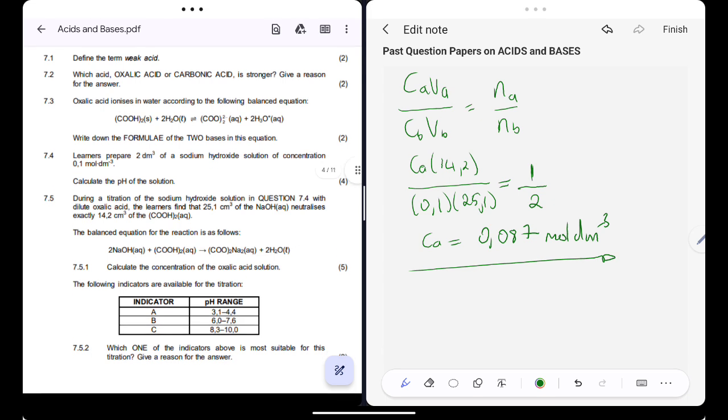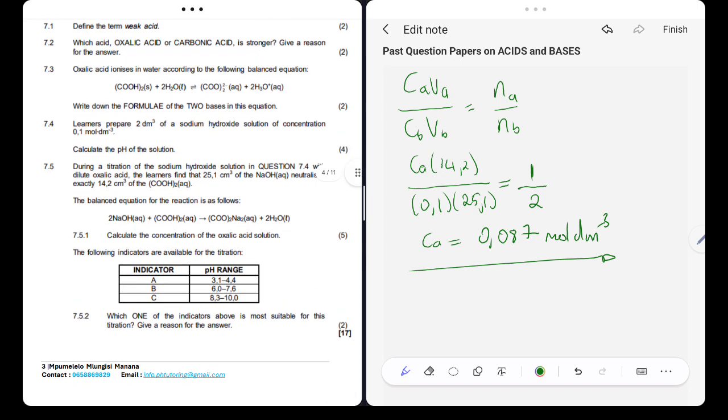Okay. Following question. The following indicators are available for the titration investigation. Which one of the indicators above is most suitable for the titration? Give a reason for your answer. The one which is most suitable for the titration is indicator C. Why am I saying that?